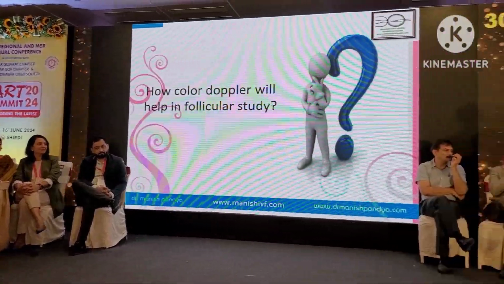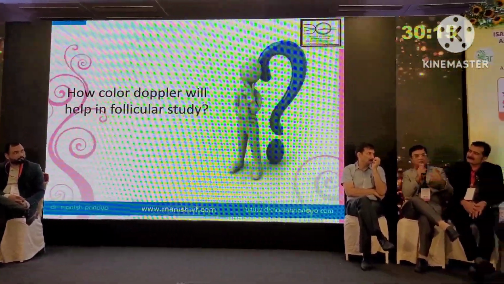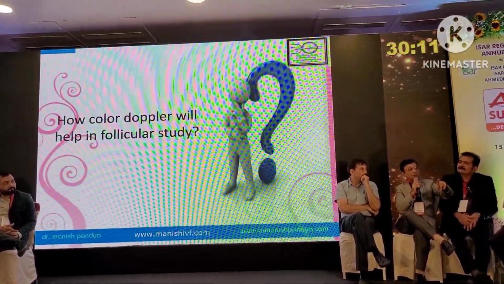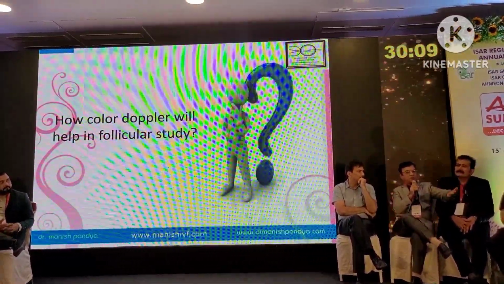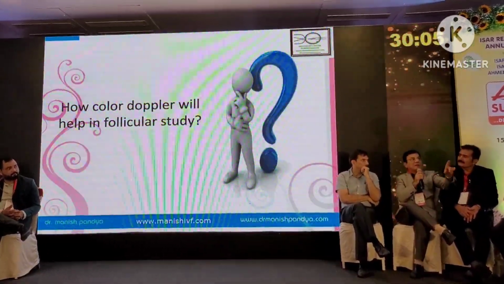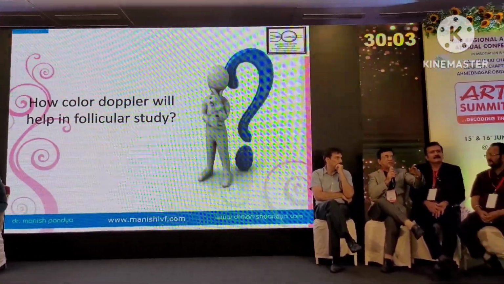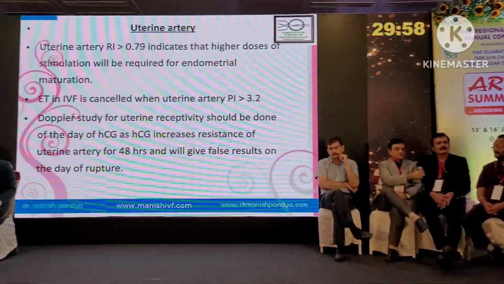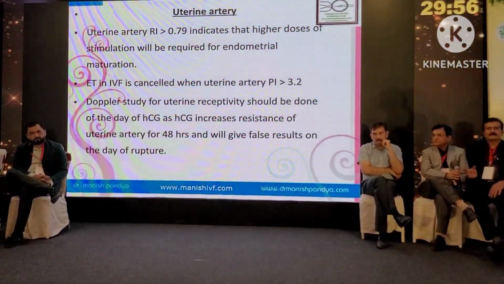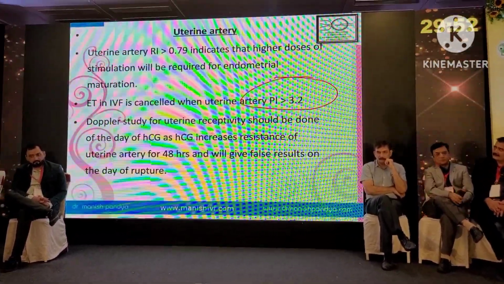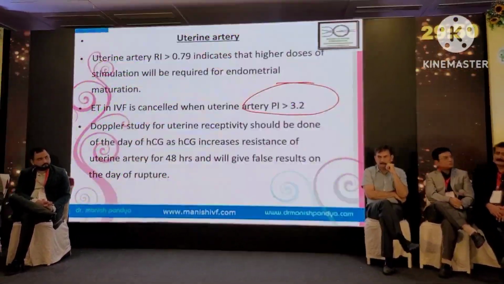What Nisha is saying is different. 2.7 is a cutoff on day 2. When you see a color Doppler of the uterine artery on day 2, less than 2.7; and 3 is a cutoff for HCG day. So on HCG day, when PI is more than 3, you should cancel the cycle. That's what Mehul is saying. If it is more than 3.2, you have to cancel the cycle. Am I right? Everybody agrees? Sir? Agree.